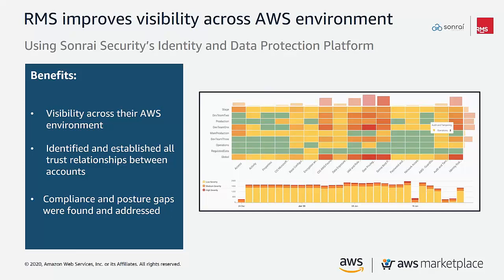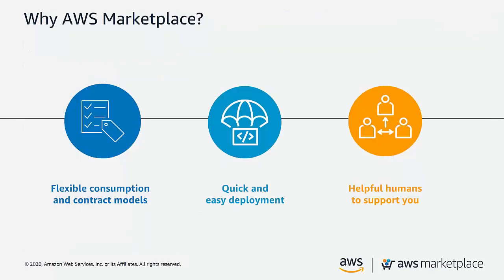If you look at it, they're approaching visibility and security in the cloud entirely from an identity and account management perspective, because that's the world of cloud. So it's a very interesting solution. Now they're able to understand the interactions and the originating identities. RMS was able to identify and establish trust relationships between all of these accounts. And the compliance and platform posture gaps that they found were quickly addressed, as Sundry was able to identify the problems at their source. So a very neat solution.